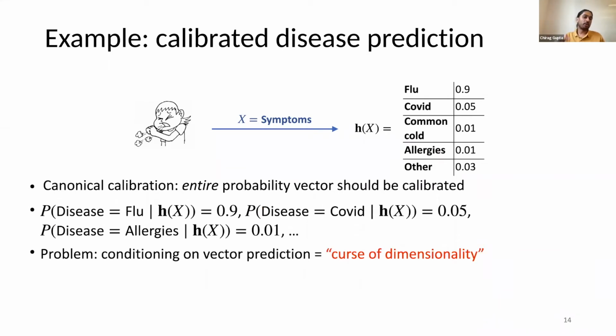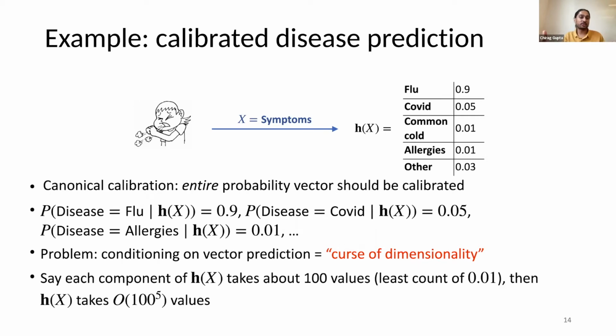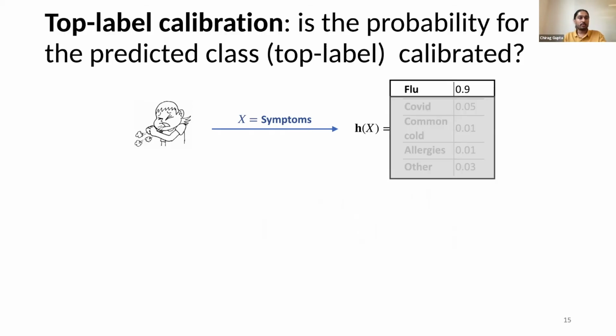And more formally, this is a kind of curse of dimensionality that you've hit. Because every possible component can take roughly 100 values, maybe if the least count is 0.01, but the vector can actually take many, many more values. So now what do you do? And now we come to the first contribution of our paper, which is top label calibration, which asks if the probability of just the predicted class, which is flu in this case, is calibrated.